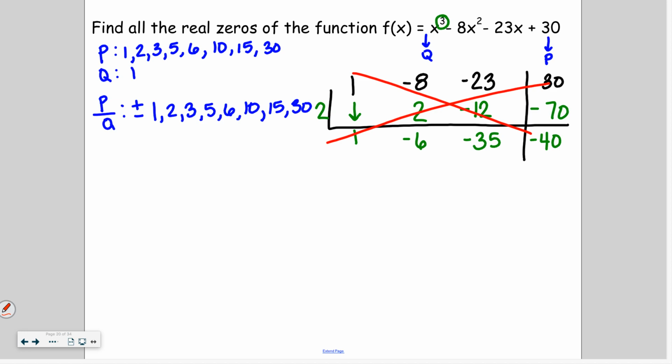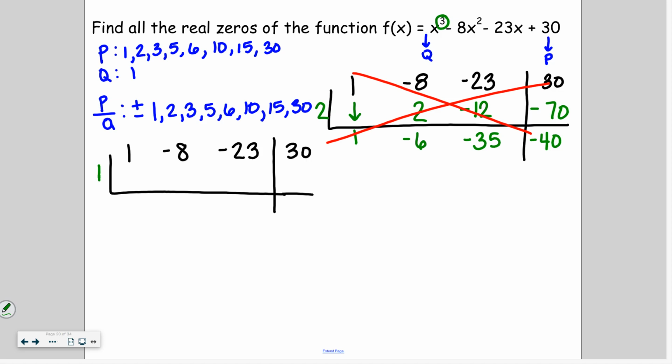Now, this is where I was telling you. You're going to get them sometimes, and sometimes you're not. One good thing is you do have a pencil. Or you should have a pencil. Let me say it that way. 1, -8, -23, 30. Sometimes you can tell very quickly that it's not going to work. Let's try 1. We tried the 2, let's try the 1.